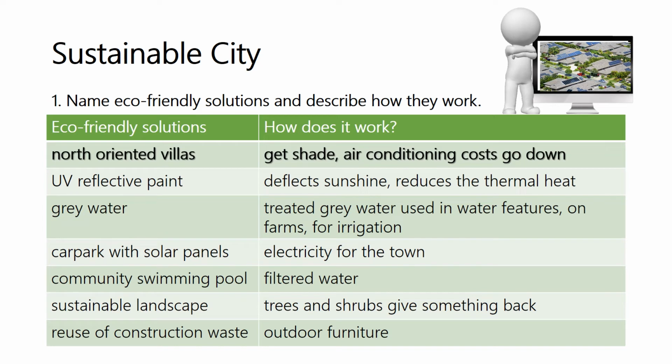Let's compare our answers. Villas are facing north because this way you get shade and the costs of air conditioning are lower. They have also used UV reflective paint in order to deflect sunshine and reduce the heat.